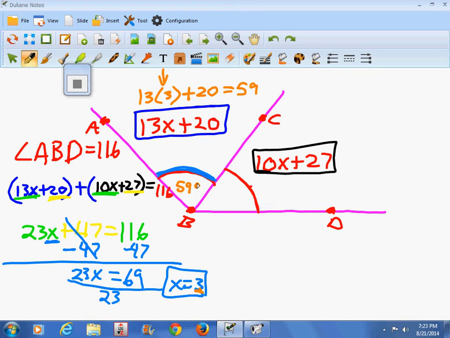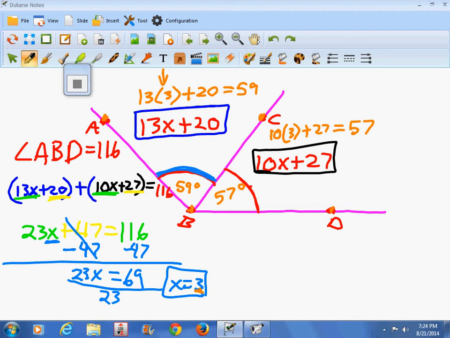When I plug in a 3 for the x right here, 10 times 3 plus 27, I get a total of 57. So this angle right here is 57 degrees. Now, these two almost bisect each other, but they don't. Okay, we're going to deal with that on the next problem. So I have found ABC is equal to 59. I found that CBD is equal to 57.